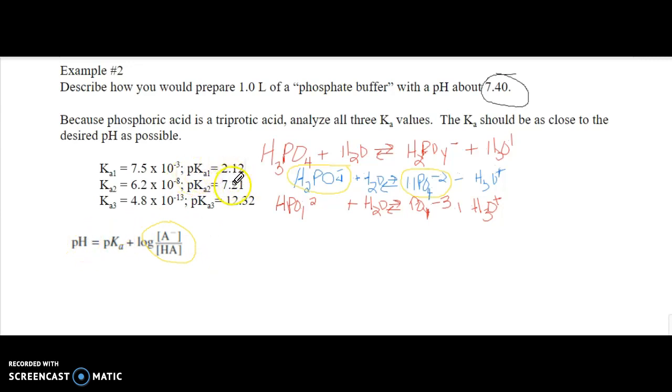So it's substituting in again. The 7.21 will be your pKa, and the 7.4 will be your pH. So when you substitute in, you have 7.40 equals 7.21 plus the log of whatever that ratio is. So the ratio is really what we're solving for. So that gives us 0.19 equals the log of x when we move this 7.21 over to the other side.